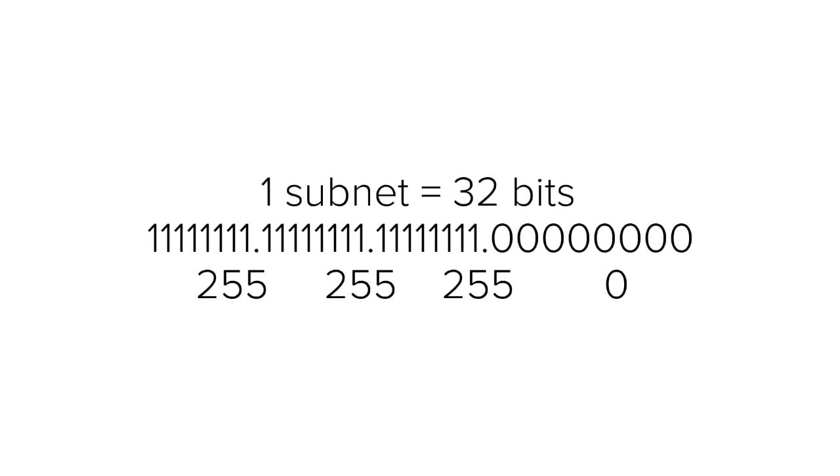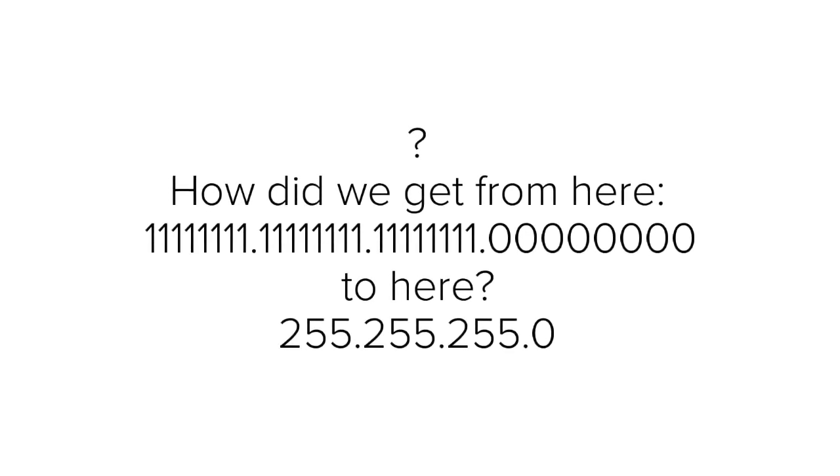So we know that one subnet mask equals 32 bits. And in the example I put here, this is in binary format, and it shows us that 3 octets, 1, 2, and 3, are all ones, and the last is all zeros. And that indicates to us that this is a subnet mask of 255.255.255.0.